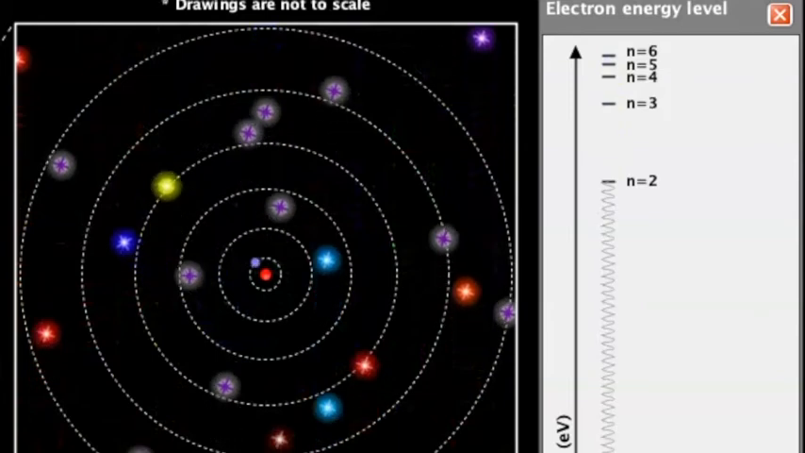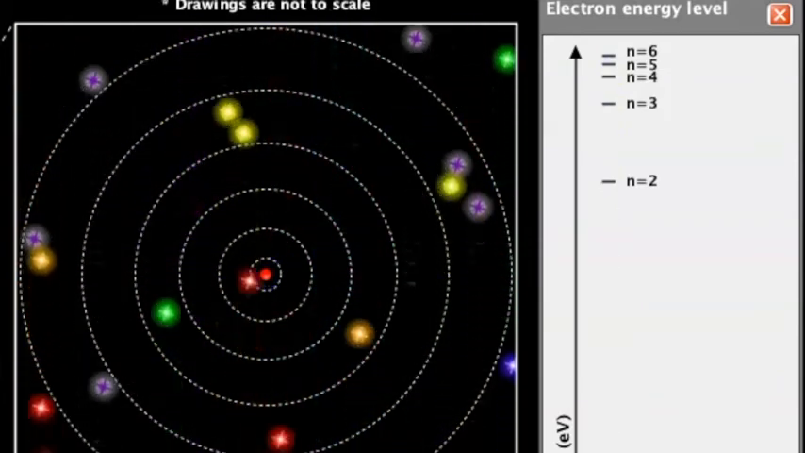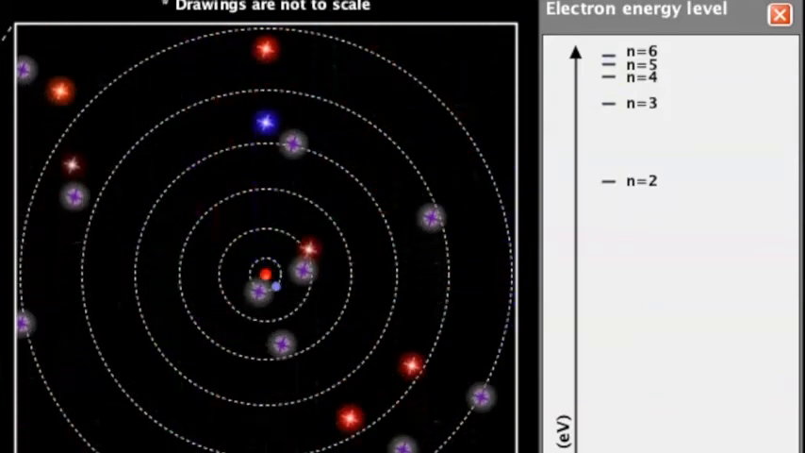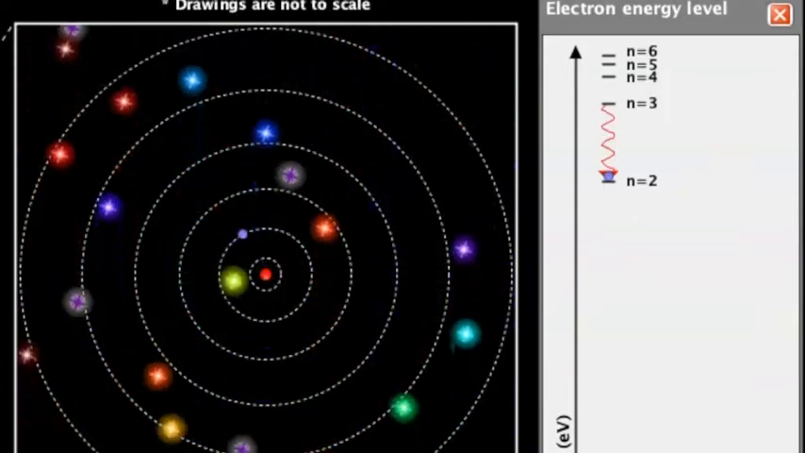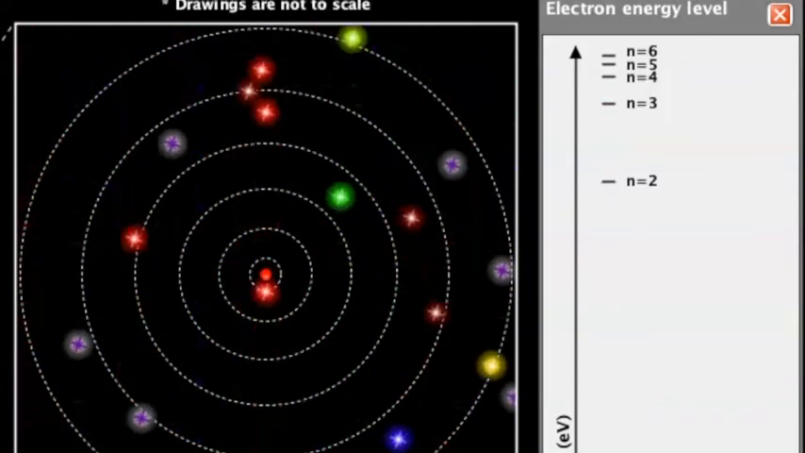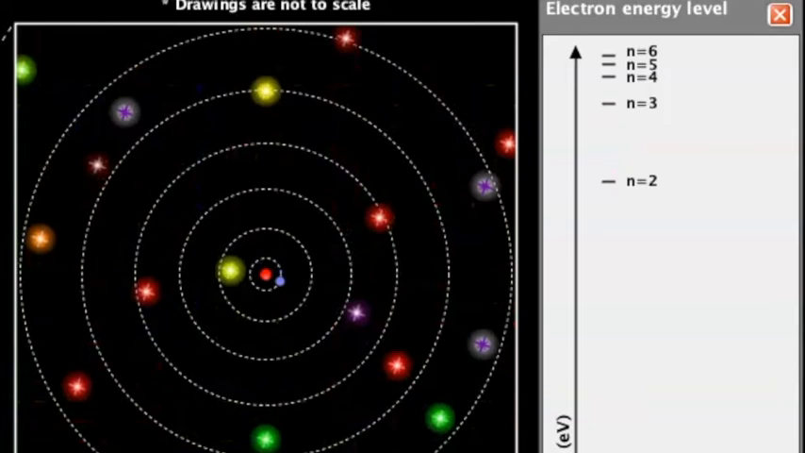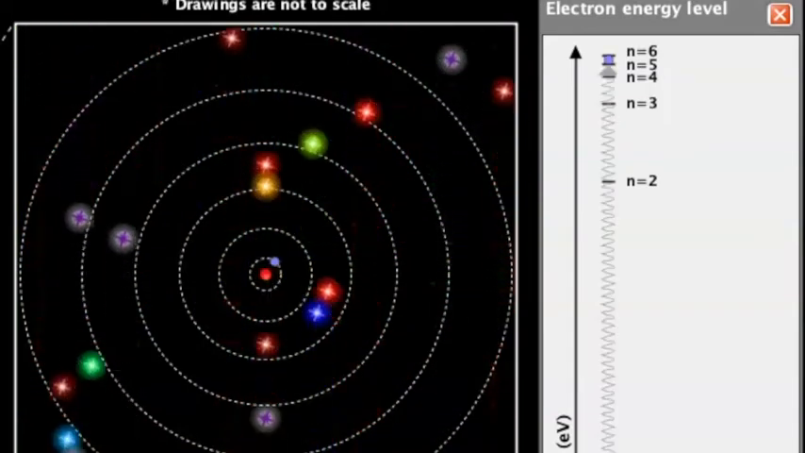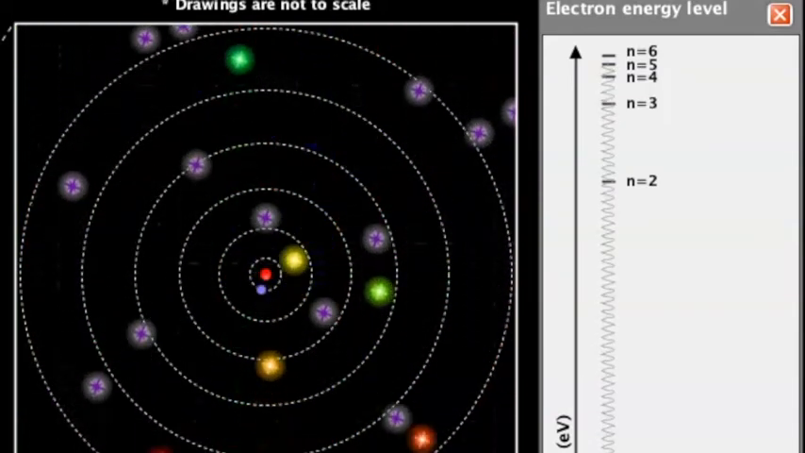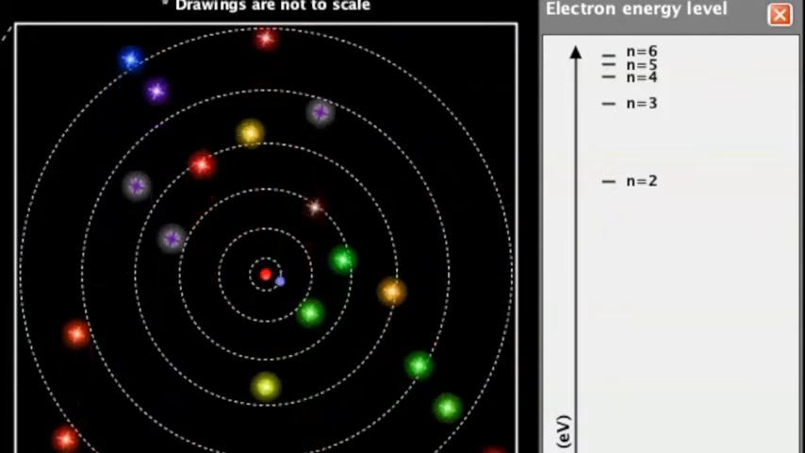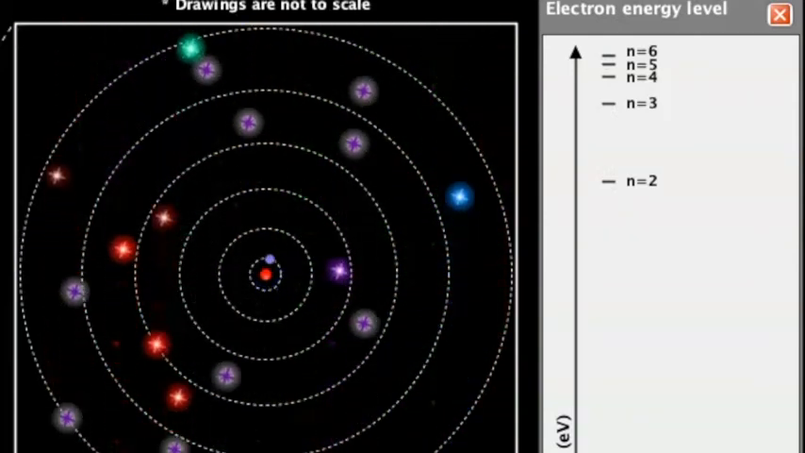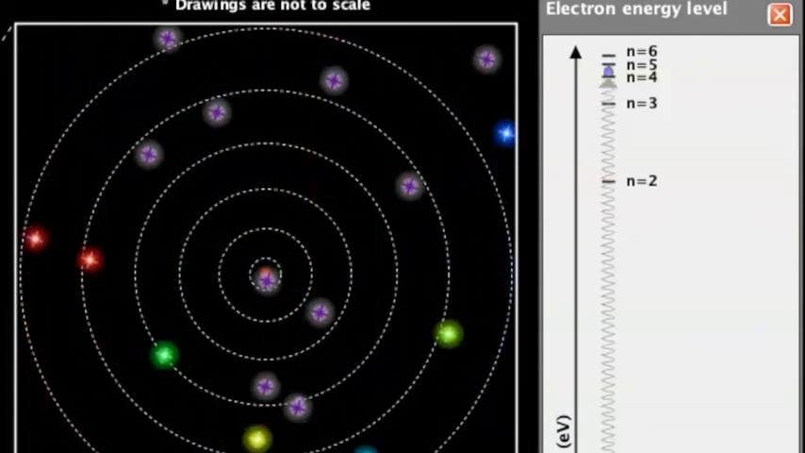On the right-hand side, you can actually see what's going on. Currently it's at level 1, jumps to level 3, back to 2, back to 1. When it does that, it gives off a certain wavelength of energy. So it's at 5, went to 1, gave off some energy. Now on the bottom right-hand corner, we can see what type of energy it gives off.